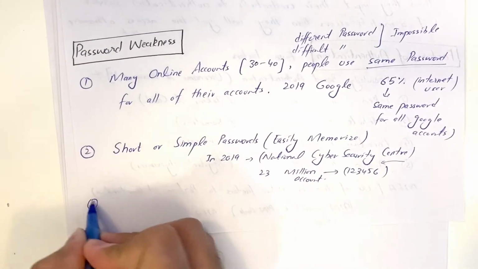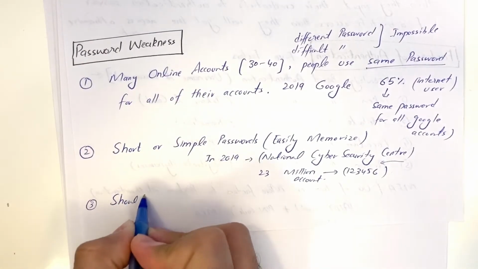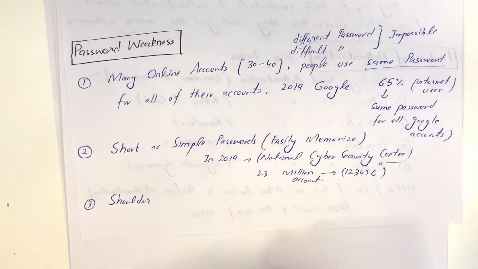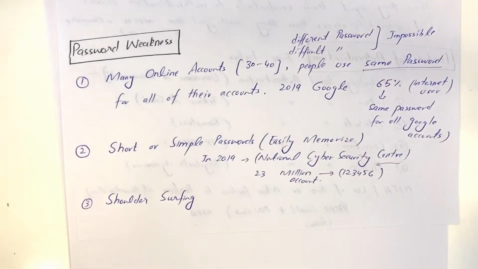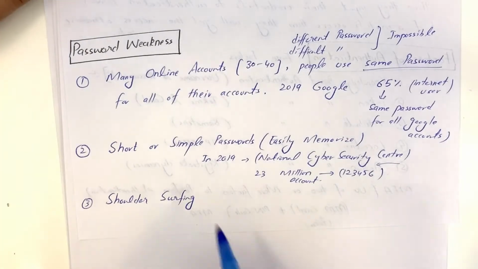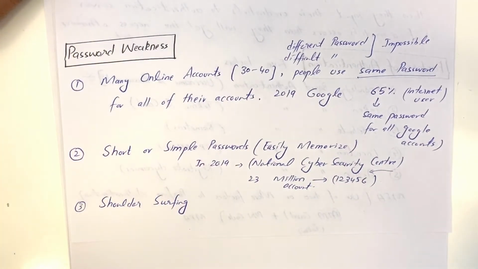Other than that, shoulder surfing is another problem, which is, of course, a social engineering attack. Shoulder surfing is another problem with passwords. It is a problem at your home, at your work, everywhere. People can actually stand behind you when you're typing the password. So these are typically the weaknesses of passwords.